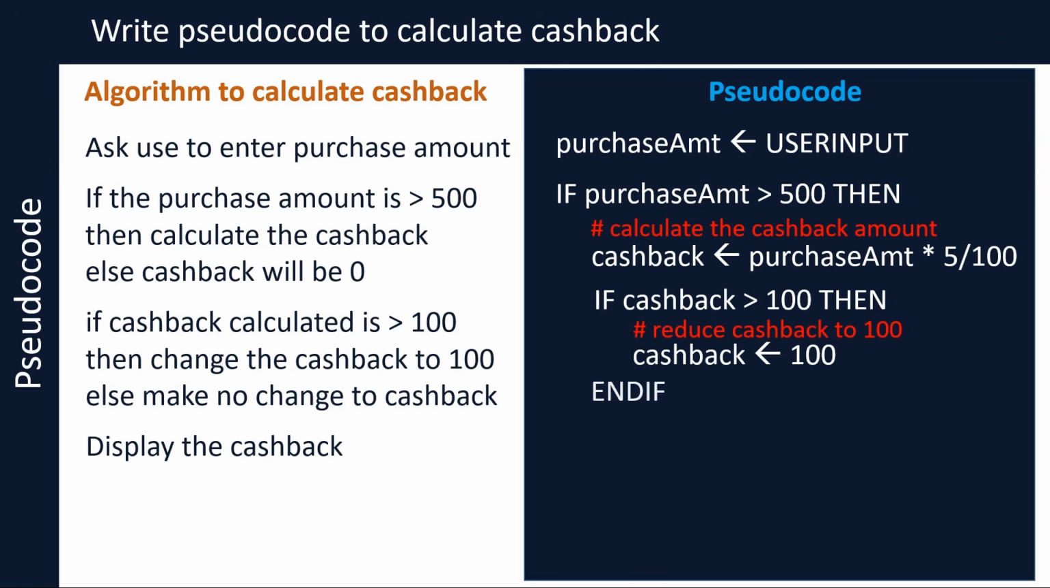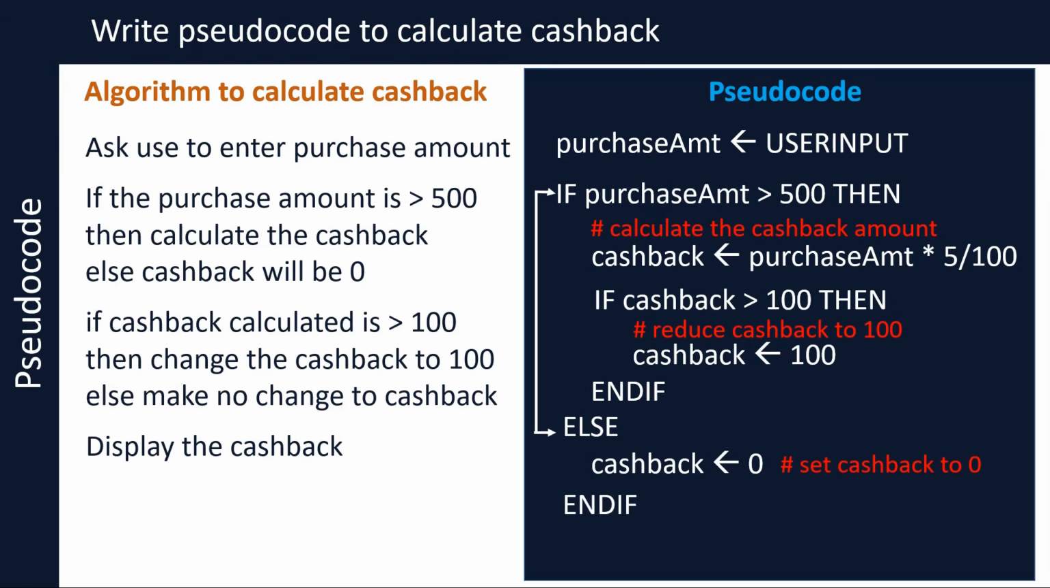Now, we add an else clause to the outer if statement to express the case when the purchase amount is not greater than £500. We set the cashback to 0 in this case. We exit this outer if statement with endif.